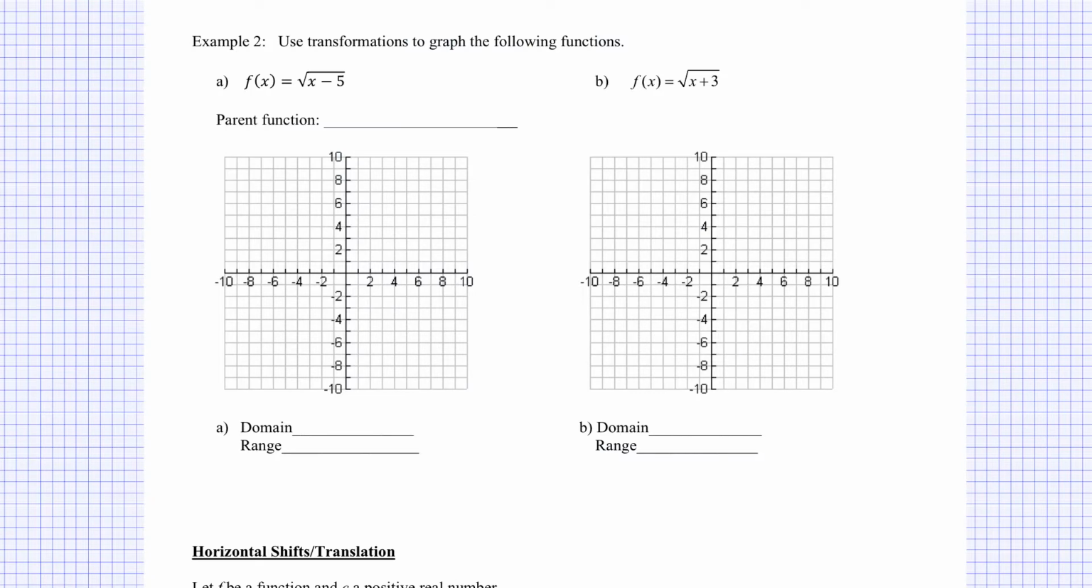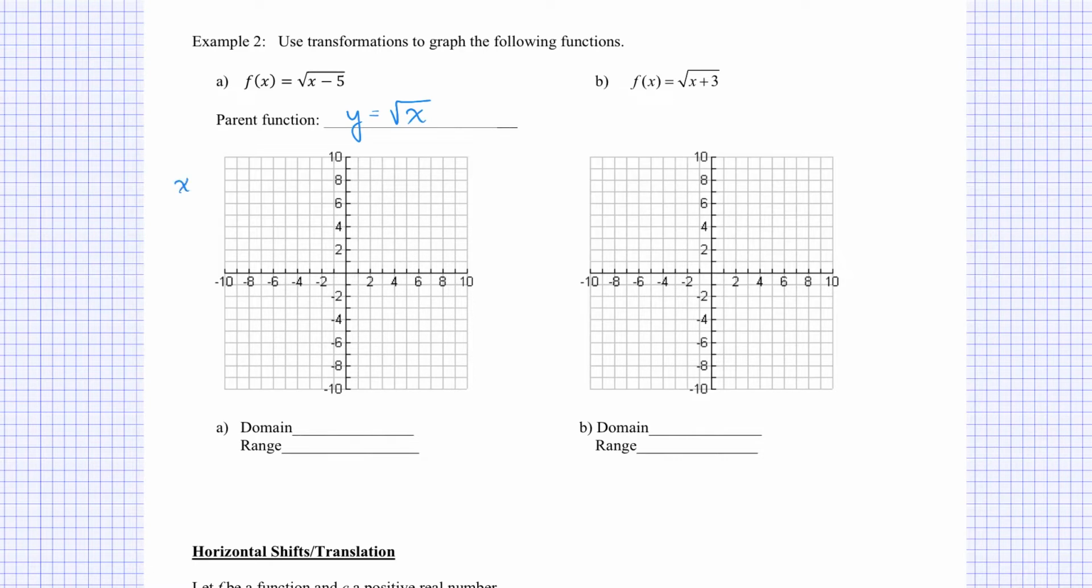Now, the next example that we're going to look at is going to involve the square root as the parent function, right? And if you notice, this is slightly different than what we've done before. This is not the square root of x minus 5. It's the square root of the quantity x minus 5. So we're going to expect that this is going to do something different, right? And instead of the square root of x plus 3, we have the square root of the quantity x plus 3. In both cases, the parent function is y equals the square root of x.